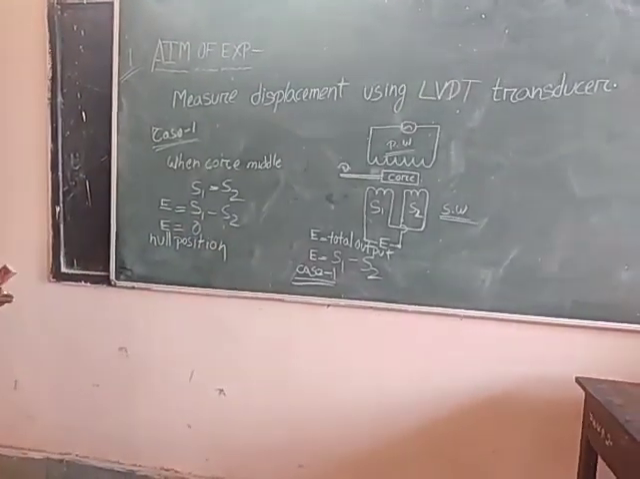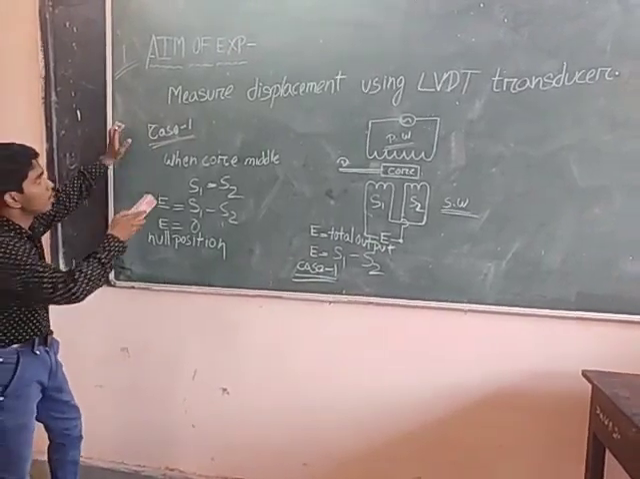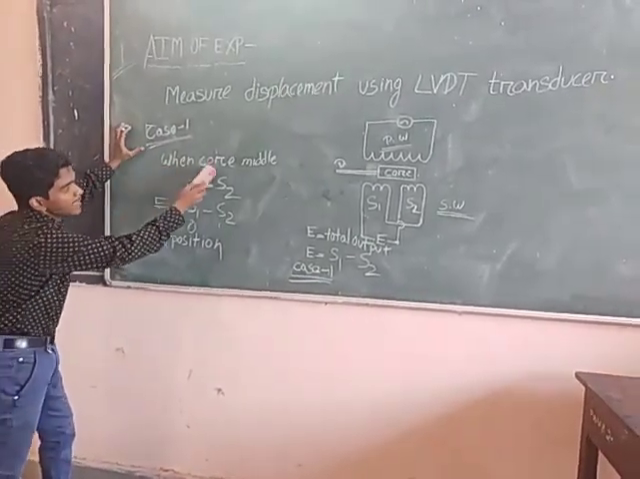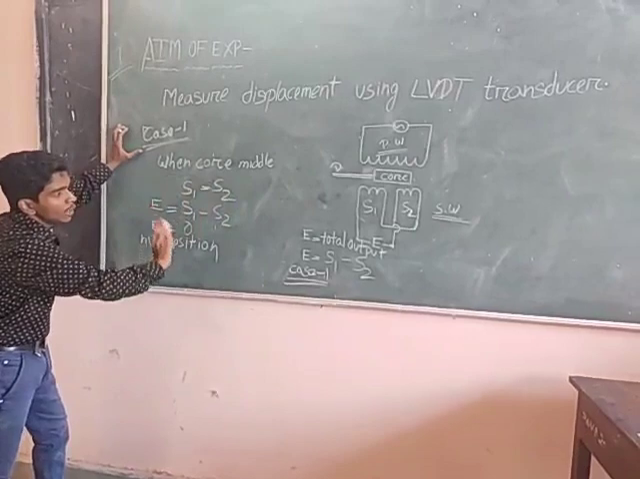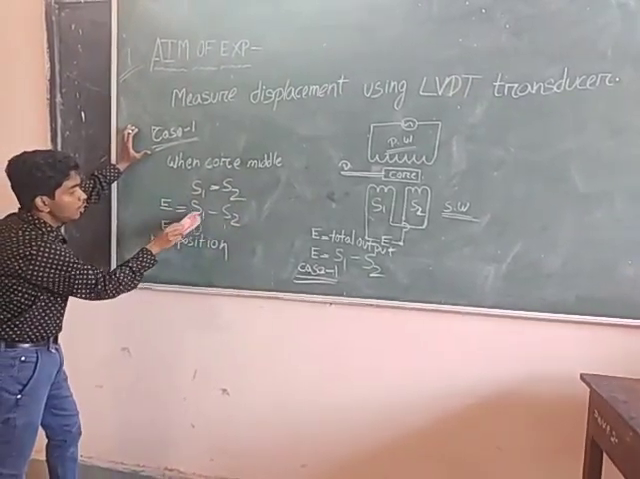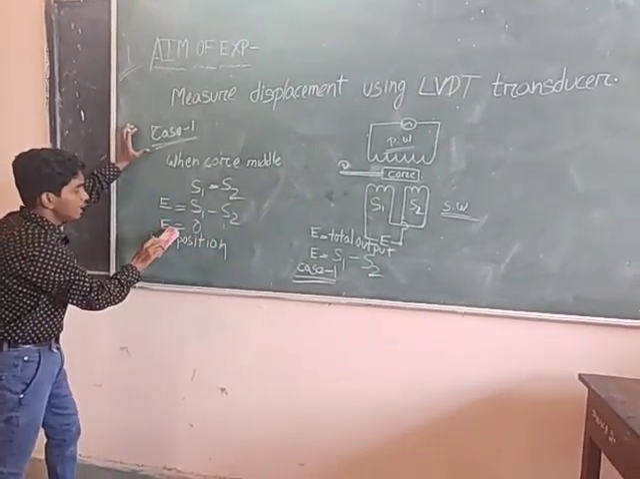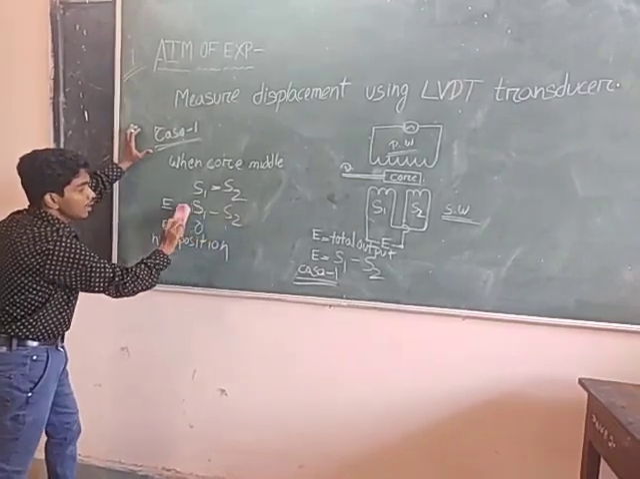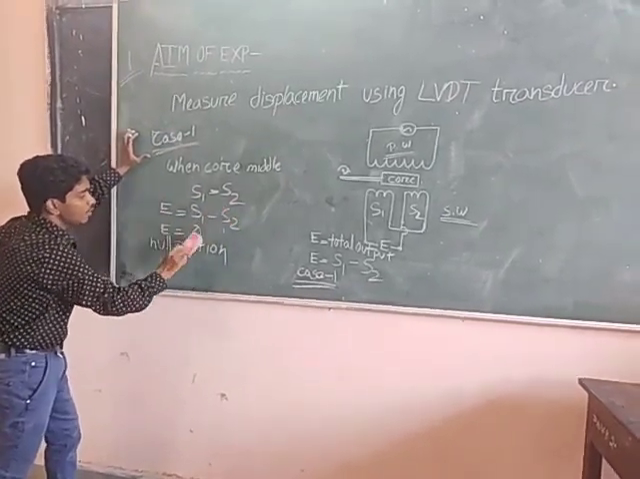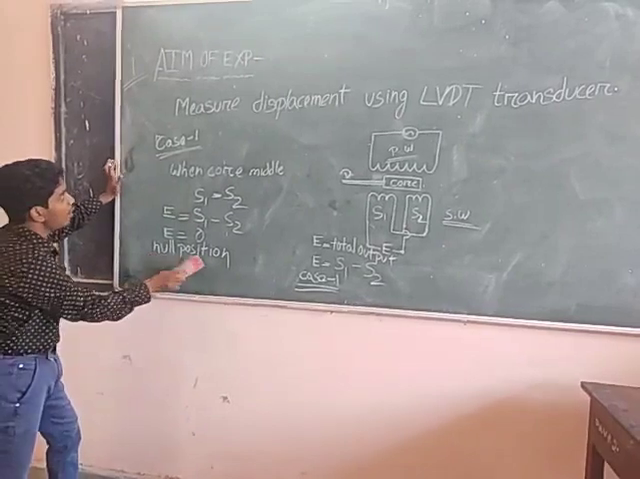Now come to case 2. First, again I repeat case 1. When the core is in the middle, the current is equally distributed to S1 and S2. So E is equal to S1 minus S2. Both are equal values and cancel out, then we get 0. This is called the null position.